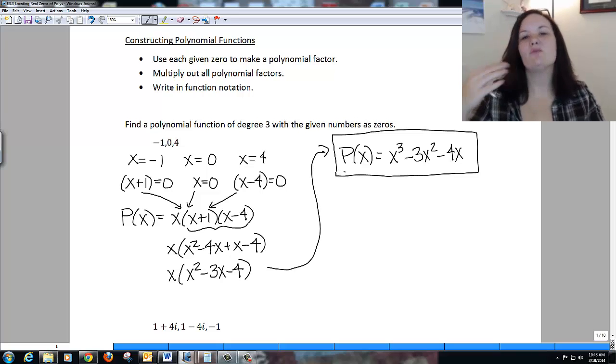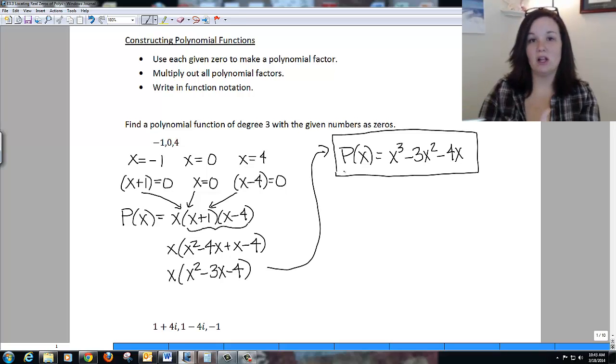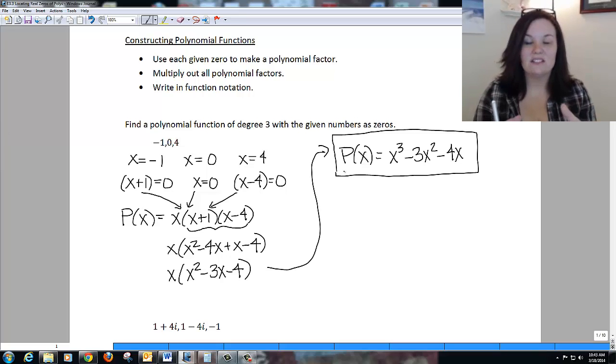So notice we're kind of working it backwards. Usually we're given the polynomial and we factor it and we set each factor equal to 0 and we solve. This time they're giving us the solved answers, so we move it back across the equal sign to get our factors, and then we remultiply our factors to get the original polynomial. Okay, let's look at another one.